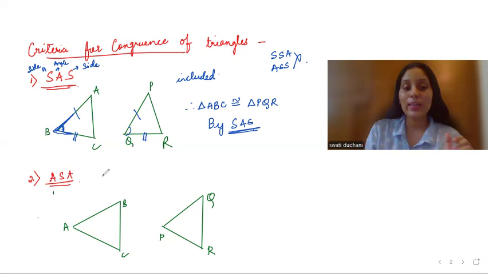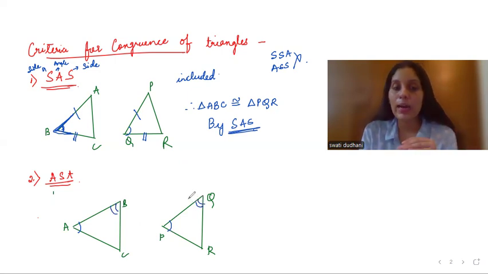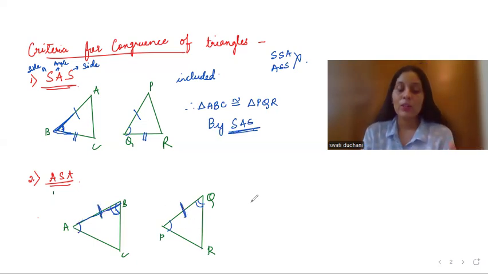Now moving on to the next criteria, ASA. Now here you have two angles, and the side is included. The side is between the two angles. So let's say angle A is equal to angle P, angle B is equal to angle Q. So my included side will be between the two angles. Now these two angles are containing this side. AB is equal to PQ. So then we say that triangle ABC is congruent to PQR by ASA.